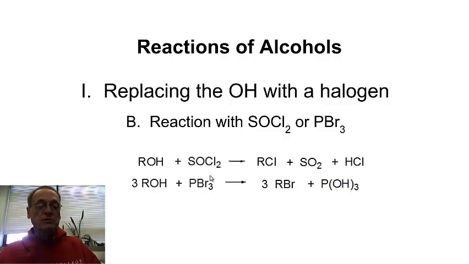Really, it's two different reactions, but we're considering them together as one reaction because they essentially do the same thing. First, you can take an alcohol and react it with this compound SOCl2. That's called thionyl chloride. You might want to try drawing a Lewis dot structure for this just to see what it would look like.